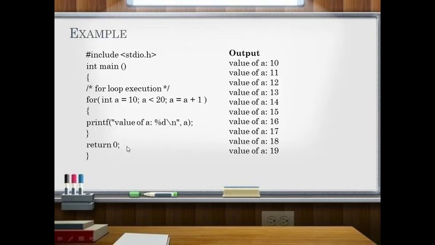Let us see with an example. Here we have one example: hash include stdio.h, int main, and this is a for loop. You initialize a equal to 10, starting a from 10, and the value of a is printed as long as the condition is true.